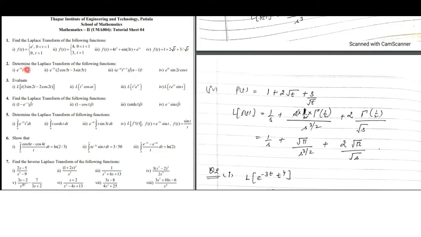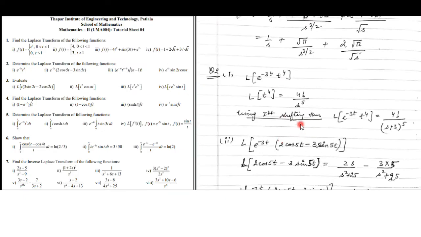Now in the second part, we have to determine the Laplace transform of the following functions. So here we have to find out the Laplace of e to the power at into f(t). So we will use the first shifting theorem. The first shifting theorem says that whenever we have to find the Laplace of e to the power at into f(t), we find the Laplace of f(t) first, and then we replace s with s minus a. We shift s to s minus a.